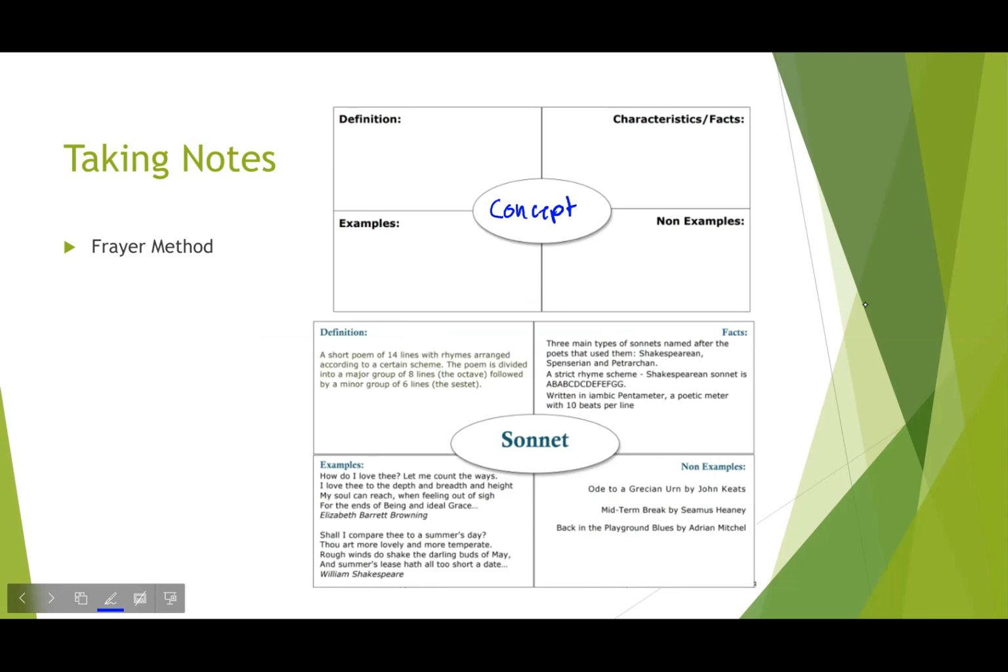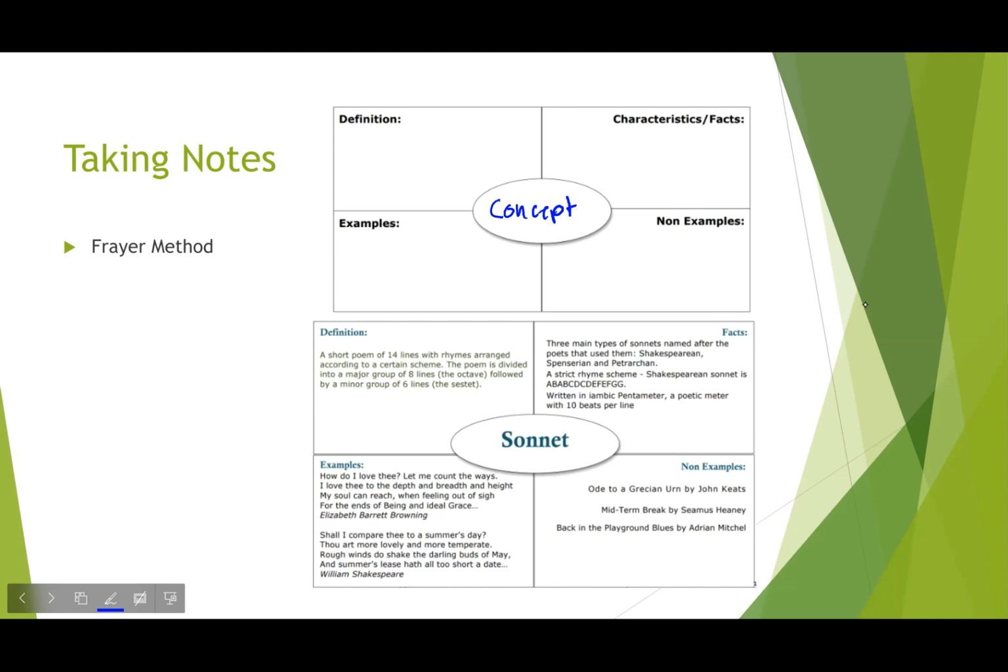We've got the definition, we've got examples, we've got characteristics or facts, and then we've got non-examples. Having that contrast can help us remember. And this is a great demonstration of that, of a sonnet. So sonnet is what the student is learning about. They've got the definition, where it's a short poem of 14 lines with rhymes arranged according to a scheme, and it goes into more of that.